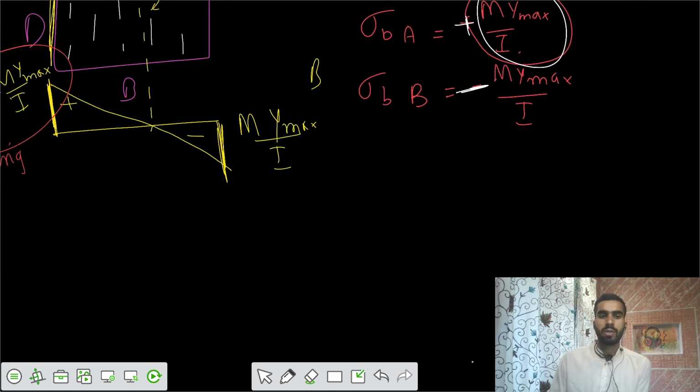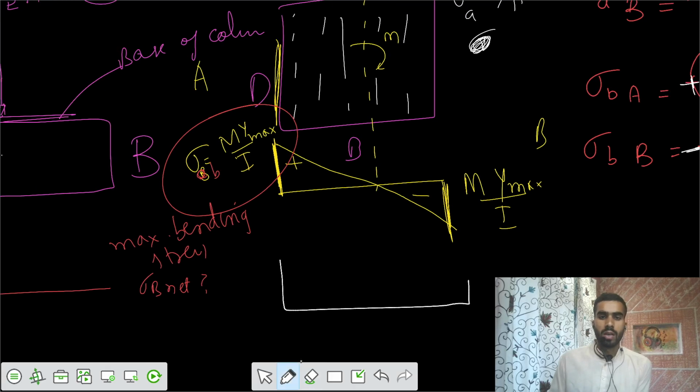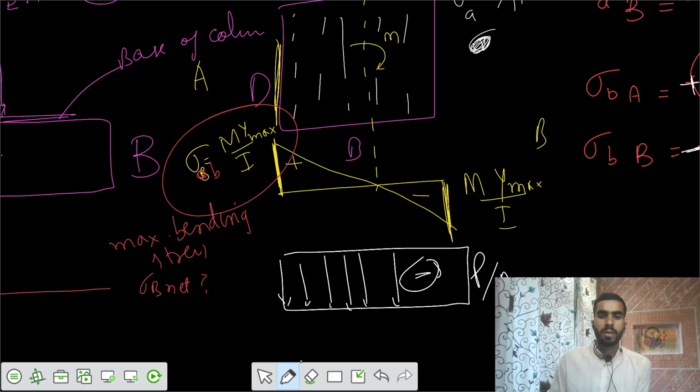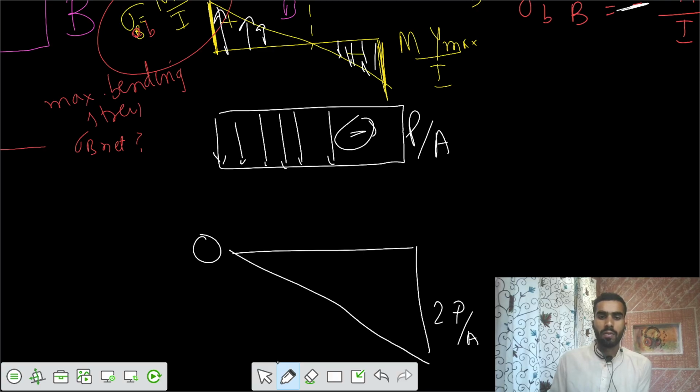If I draw the variation between the two points, initially the stress variation was compressive, minus P by A for the entire section, and after that you had a tensile variation of M y by I, such that the net diagram gives stress at A equal to 0, and here we have 2P by A. Then we have linear variation, with a net compressive stress of minus 2P by A.